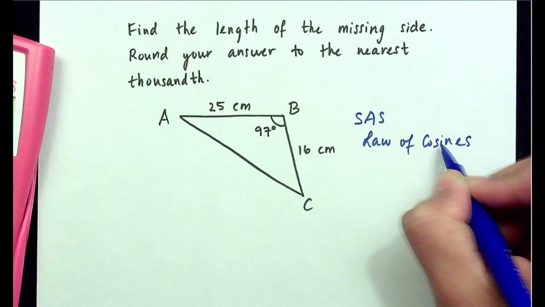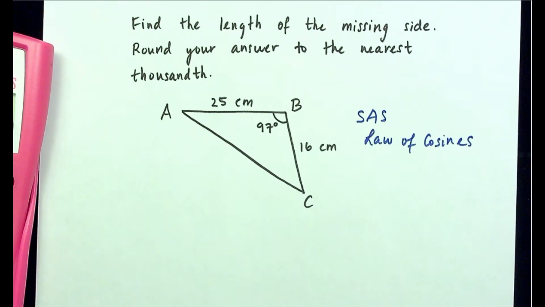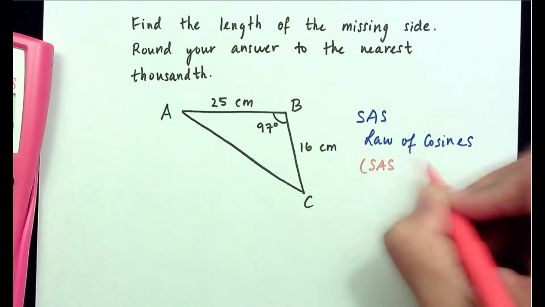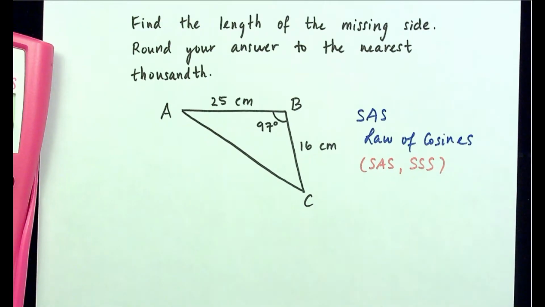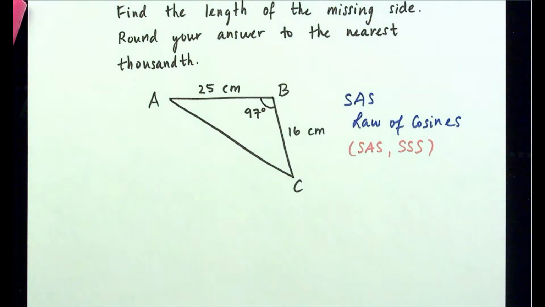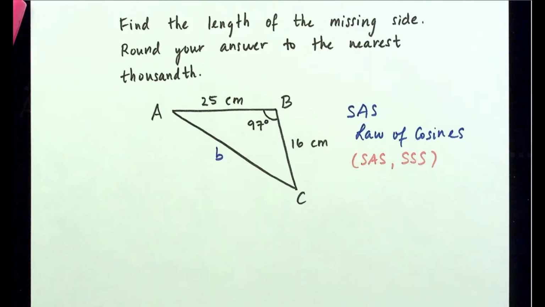Remember, there's two cases where the law of cosines is meant to be used, and those two cases are SAS and SSS. If you have in your hands one of these two cases, you're going to use the law of cosines. If it's any other case, then it's the law of sines. So this is for sure the law of cosines. So we're going to find little b. This is little b because it's opposite to capital B.